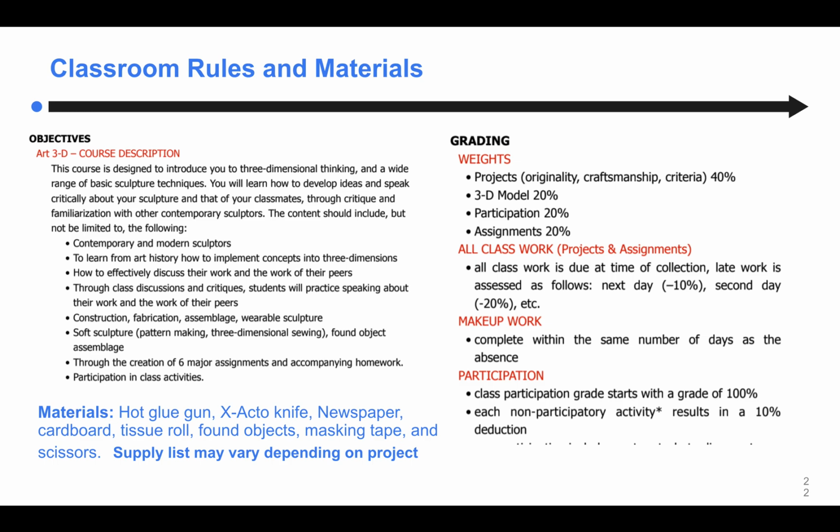Materials that would be needed for the class, and it's good to have these at home. Hot glue gun, X-Acto knife, newspaper, cardboard, tissue roll, found objects, masking tape, scissors. Remember, the supply list may vary depending on project. So this is just to get things started. Some of the projects might go in it where we work on fimo clay or different things. So I'll send those lists out a little later.